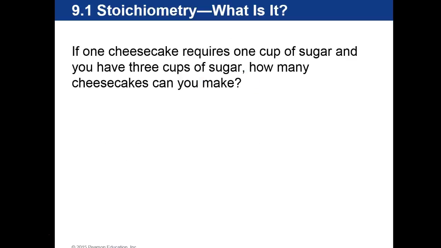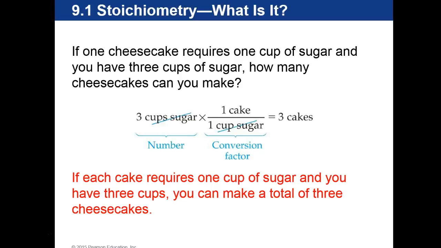So if 1 cheesecake requires 1 cup of sugar and you have 3 cups of sugar, how many cheesecakes can you make? Well, here we have 3 cups of sugar times 1 cake needing 1 cup of sugar. The sugar cancels out and we're left with 3 cakes.